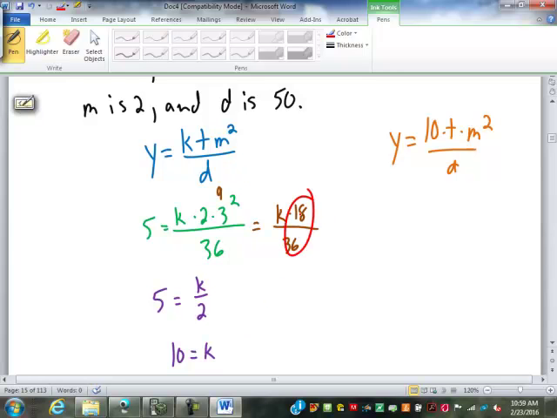18 and 36 cancel. Leave me with a 2. Oh, I just divided it. You mean 0.5. That works too. Then you can divide by 0.5. Leave that there for you.